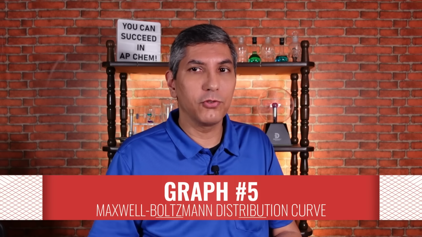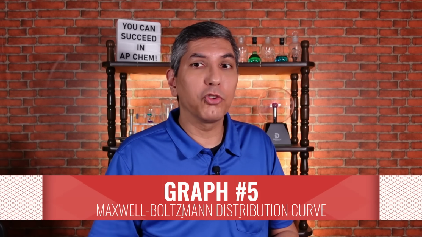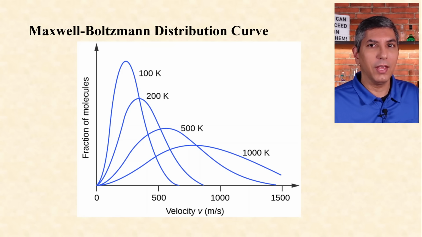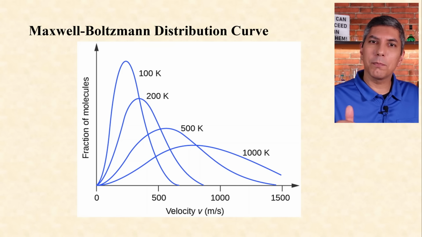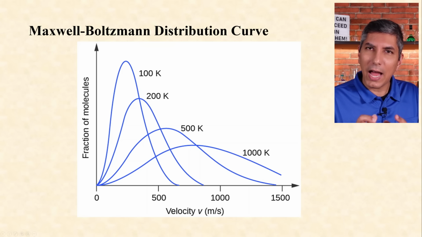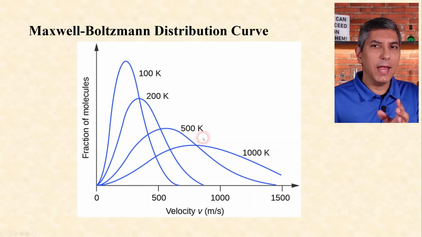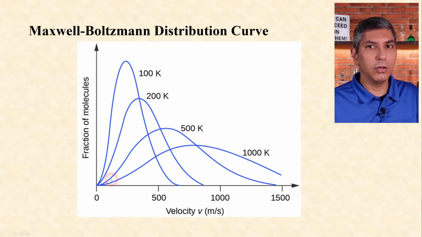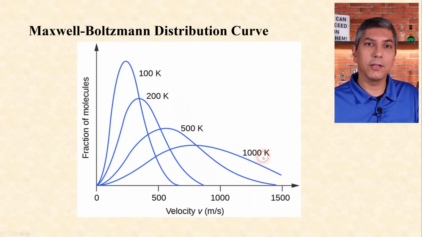Graph number 5. The Maxwell-Boltzmann distribution curve. The Maxwell-Boltzmann distribution curve looks like this, and the idea behind it is that for a sample of matter, at higher temperatures, more molecules have a higher velocity. Notice that at every temperature, some molecules are moving slowly, but at higher temperatures, like 500 and 1000 kelvins, a greater proportion of molecules are moving faster. And this explains why chemical reactions have a higher rate at higher temperatures.